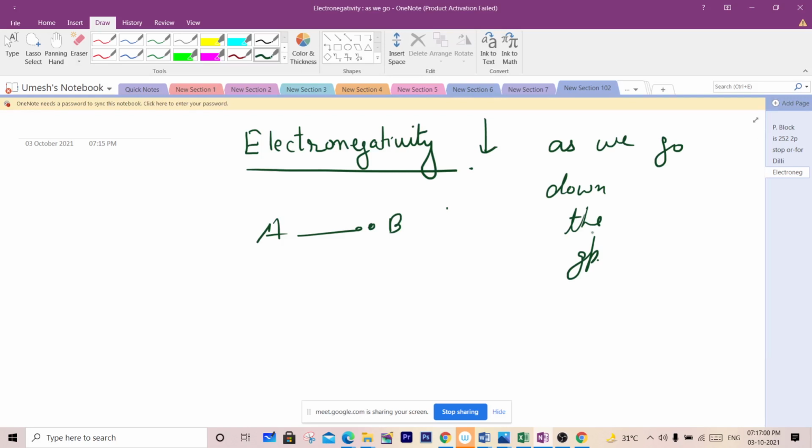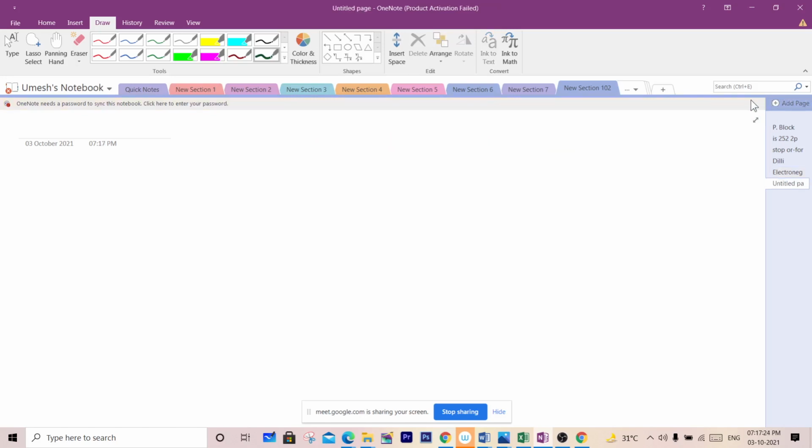Basically, as we go down the group, does the electronegativity decrease or increase? The electronegativity increases as we go down the group. Sorry, electronegativity decreases down the group. It means the tendency to attract the shared pair of electrons decreases as we go down the group. Okay.